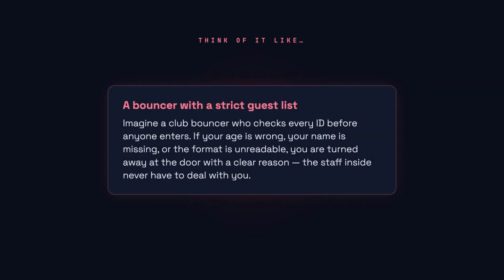Think of FastAPI's validation layer as a bouncer standing at the door of your endpoint function. Every incoming request has to show valid ID, the right fields, the right types, values inside the allowed range. If anything is off, the bouncer turns the request away immediately and tells the caller exactly what was wrong. Your actual business logic, the staff inside, never even sees bad data.